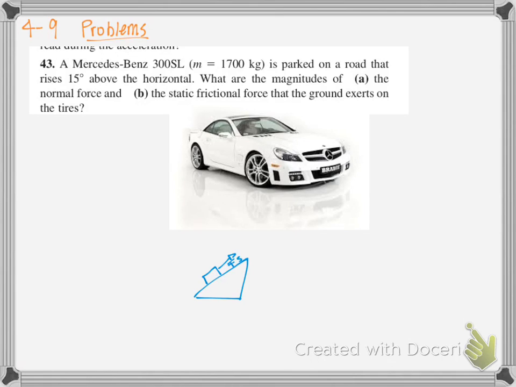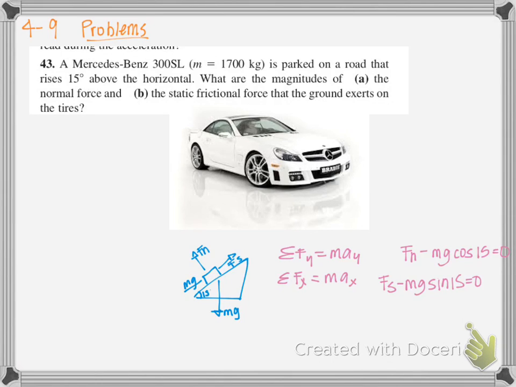The static frictional force points to the right, the normal force points up, and the gravity points down. Now we need to break up our forces on x and y. Now our net force on the y is equal to mass times acceleration, and our net force on the x is equal to mass times acceleration. However, because the car is not moving, we can use the equilibrium concept.